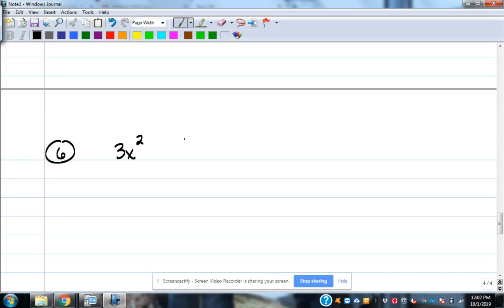3x squared minus 20x plus 6 is equal to -2x squared minus 3x. Okay, so which direction do you want to go here, though? Doesn't matter. Good question. It doesn't. Well, I would add the 2x. Okay, she says I will add the 2x. Fine.